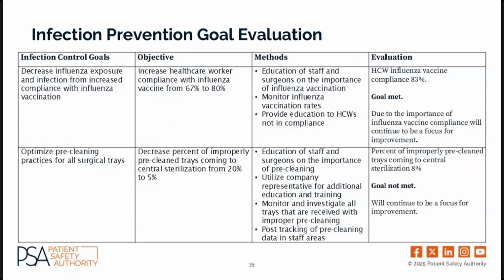And then we get to the end of the year and we need to look and see how we did. So we're going to restate our goal. We wanted to decrease influenza exposure. We're trying to get it from 67% healthcare worker compliance to 80%. All of the ways that we did it with our education, we did do the monitoring, we did provide specific education to our non-compliant healthcare workers, and we ended up with a vaccine compliance rate this year of 83%. So we met and we exceeded our goal, which is great.